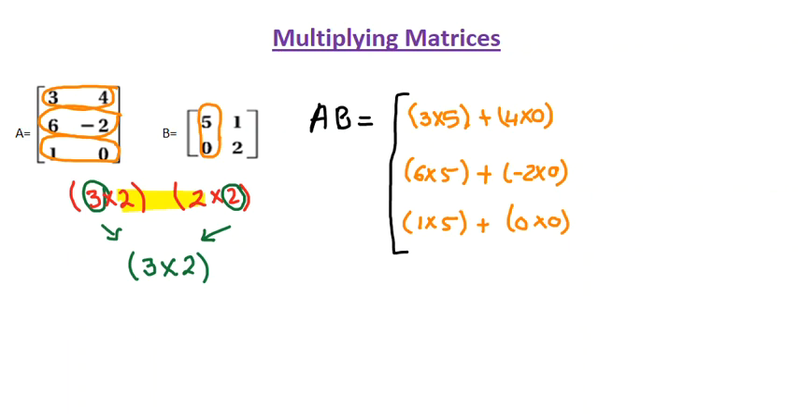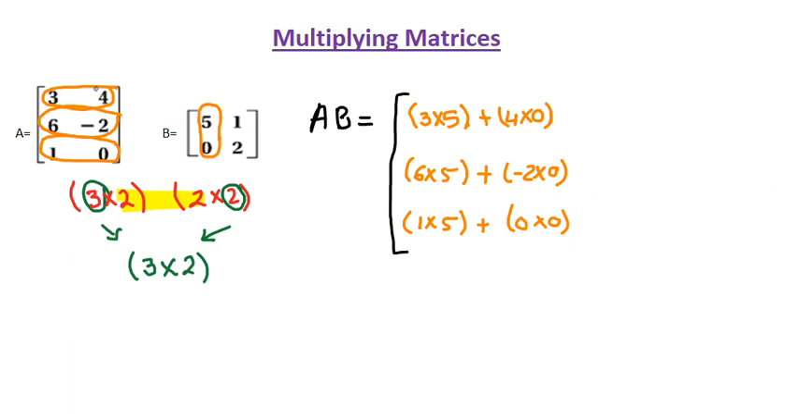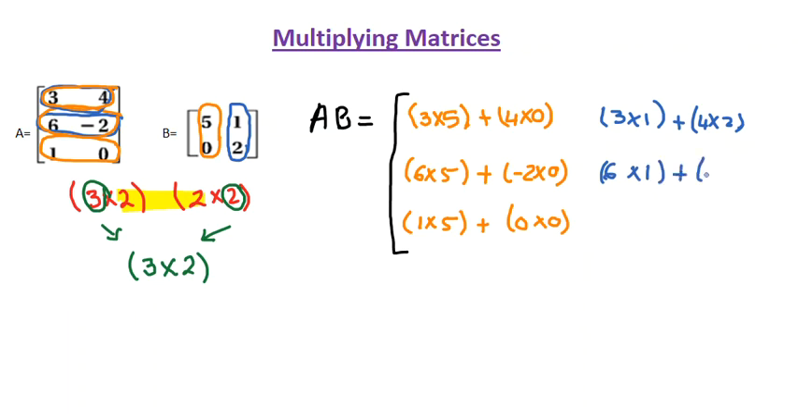To get the second column, I'm going to again use the same rows I have, but I'm going to multiply them not by the first column again, but by the second column, highlighted in blue. So again, in the first row I will have 3 times 1, plus 4 times 2. After that, we're going to have the second row times the second column, 6 times 1, plus -2 times 2.